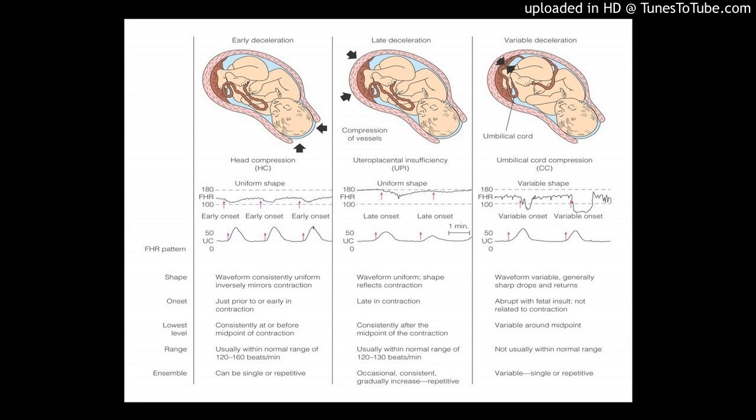There's a picture in your PowerPoints of the different, it's like a picture from your book, early, late, variable decelerations, where the baby is, and it shows you some pictures or strips that aren't drawn out on the board, if you want to look at that.